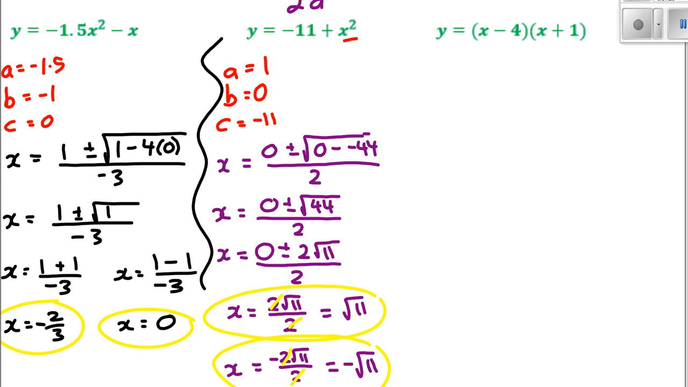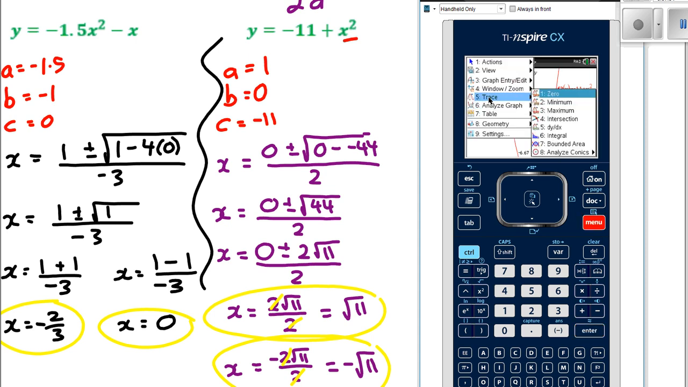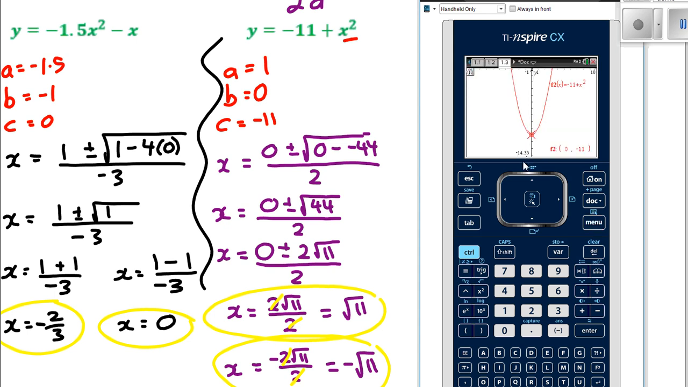Negative 11 plus, where's my x squared? Have a look, did I type it right? Negative 11 plus x squared, yeah, I hope so. Go to menu, analyze. You can do analyze graph and find the 0 manually, or you can just trace and graph trace. I don't mind. So let's keep it tracing. X-intercepts are further up. There it is. That is the square root of 11, and I'll prove it to you.